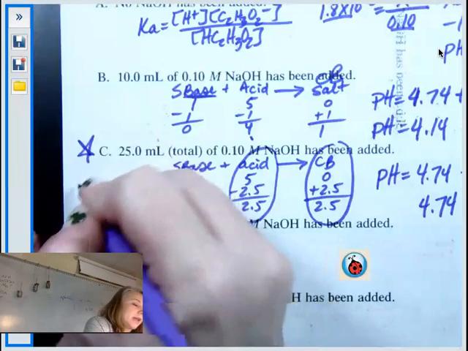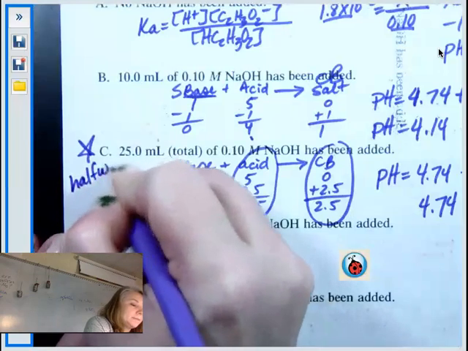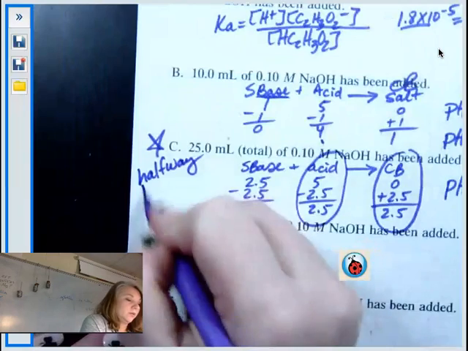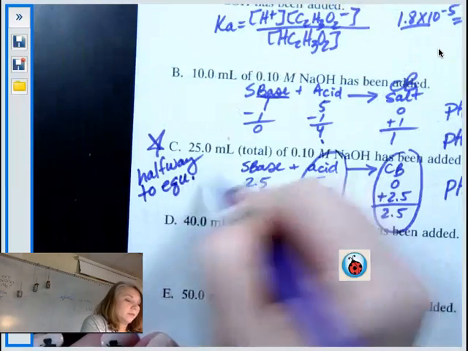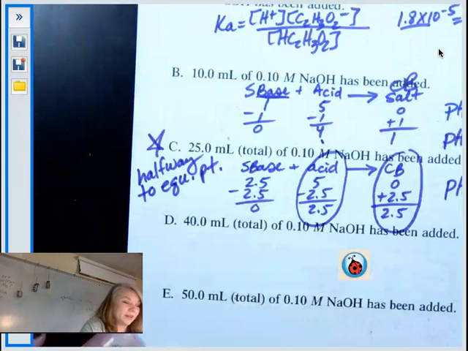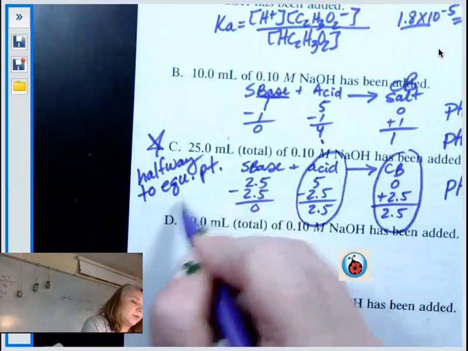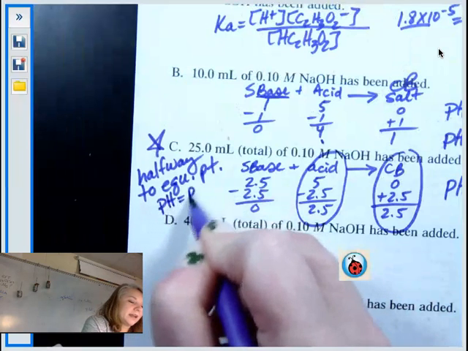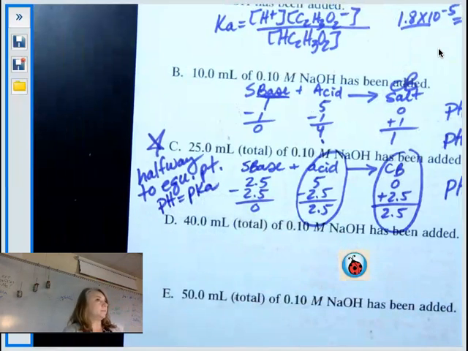So let's call this halfway to the equivalence point. If you know you're halfway to the equivalence point, then you would know where your equivalence point was. Very good observation. Halfway to the equivalence point, pH equals pKa. That's just a little factoid. At the halfway to the equivalence point, pH equals pKa.